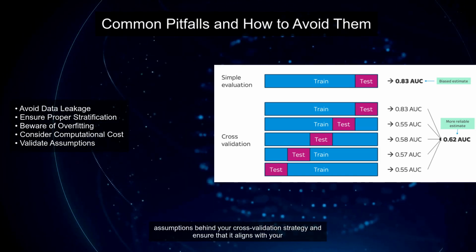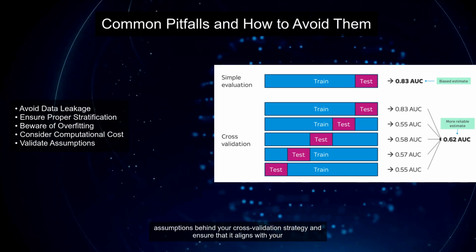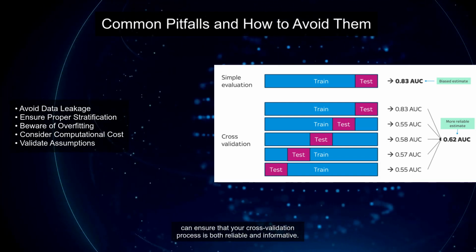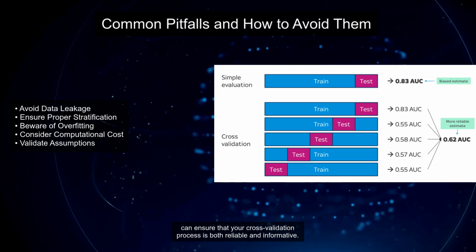Finally, always validate the assumptions behind your cross-validation strategy and ensure that it aligns with your specific data and modeling goals. By being mindful of these pitfalls, you can ensure that your cross-validation process is both reliable and informative.